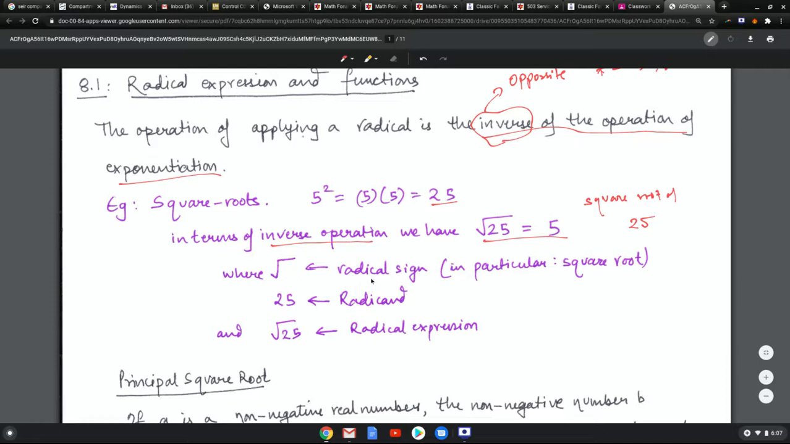This symbol is called the radical sign. In particular here, it's called square root. The number inside is called the radicand, and the entire expression together is called the radical expression.